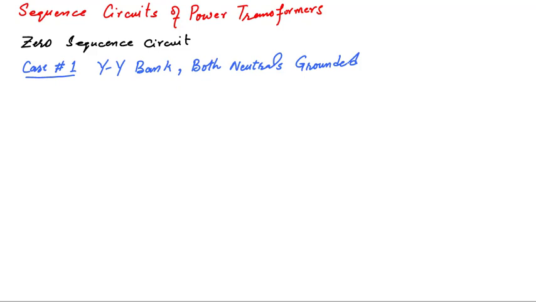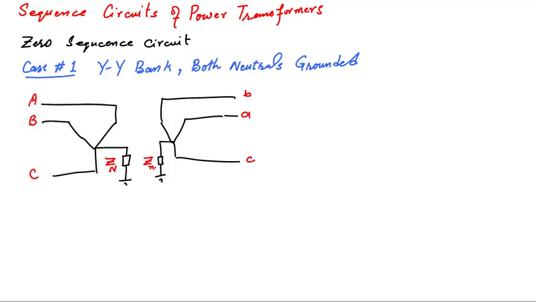Case number 1, we have a YY transformer where primary and secondary windings are both in Y and the neutral of both Y is grounded. Here we assume that the grounding could be solid grounding or grounding through some impedance. Here is a YY transformer where the neutrals of the two sides are grounded through grounding impedances Z capital N and Z small n. Again, subscript capital letters and small letters are for the high and low voltage sides.